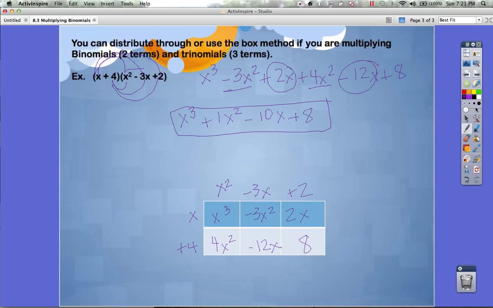Again, your diagonals are going to be your like terms that you have to put together. So this would be, again, x cubed, and then we have 4x, take away 3x, it's going to be 1x squared. Negative 12 and positive 2 make a negative 10x, and then plus 8. So as you can see, you can get the same answer either way you do your problem.